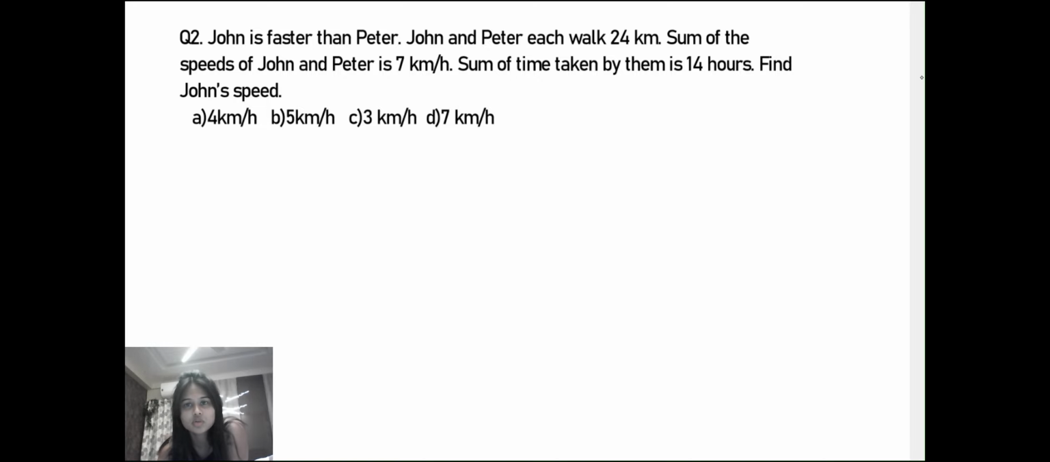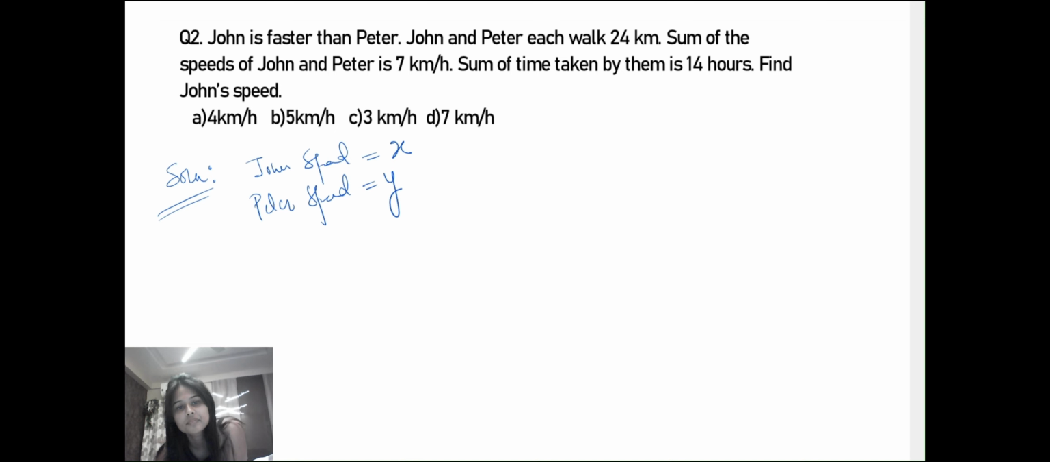John and Peter each walk 24 km. Sum of speeds of John and Peter is 7 km per hour. So let us first assume that John's speed is x and Peter's speed is y. Given to us, distance each covers is equal to 24 km.